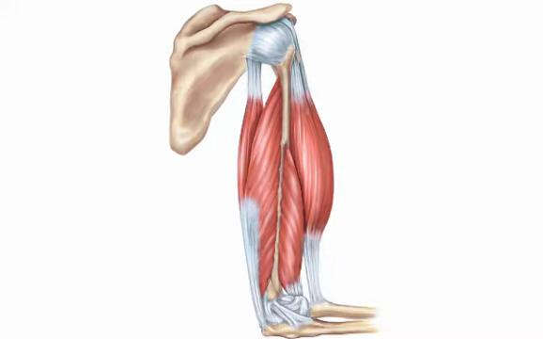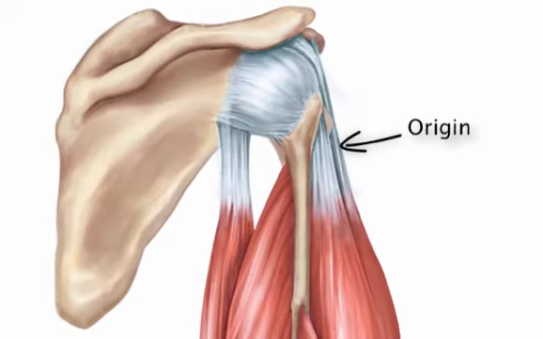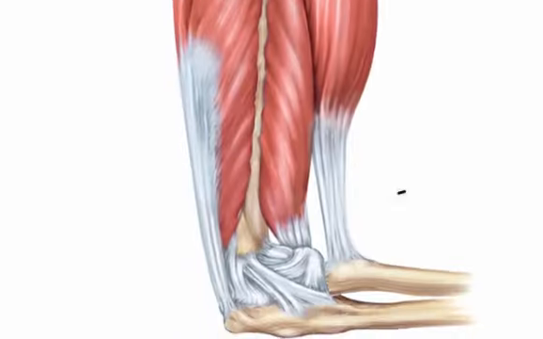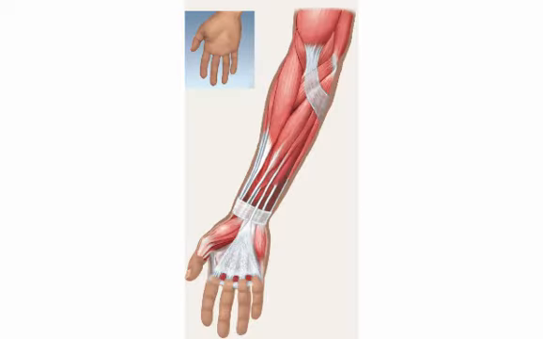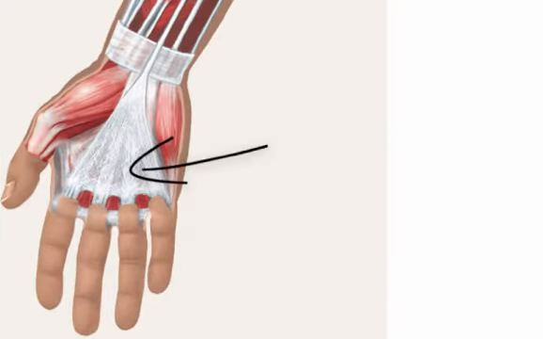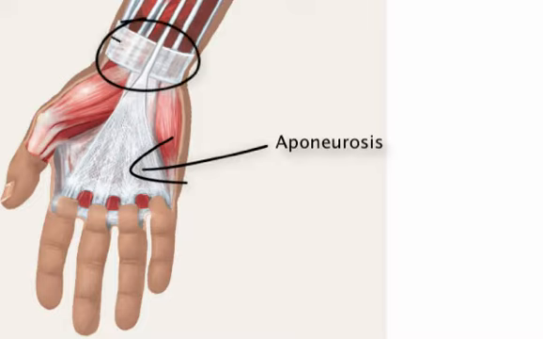The point of attachment that is more stationary is called the origin, and the more movable attachment site is called the insertion. Some tendons are broad sheets rather than being cord-like. This is called an aponeurosis. An example is in the palm of the hand where, after passing through the wrist, the palmaris longus tendon expands into a fan-like structure called the palmar aponeurosis.